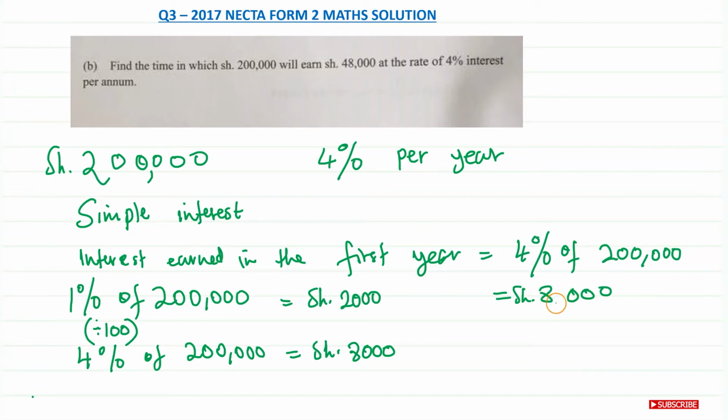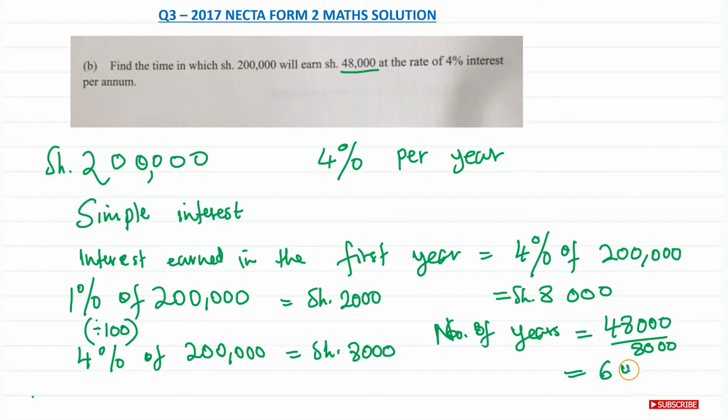Now, how long will it take you to get an interest of 48,000? Well, we know if you do 48,000 divided by 8, that will give you 6. So it will take 6 years. In order to find that, the number of years is going to be equal to 48,000 divided by what you earn every year, which is going to be 6 years.